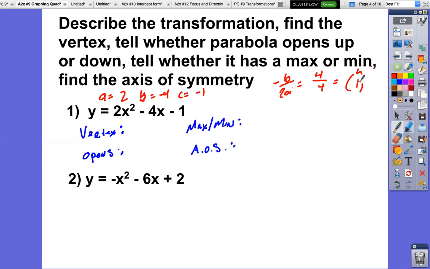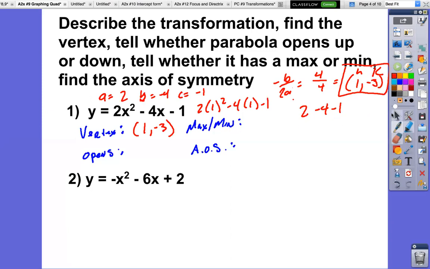How do you find K? Plug it back in anywhere you see an X. So I have 2 times 1 squared minus 4 times 1 minus 1. Remember, exponent first. 1 squared is 1 times 2 is 2. Minus 4 minus 1, which is -2, -3. Now, we've just found the vertex, and now we can answer all of our questions.